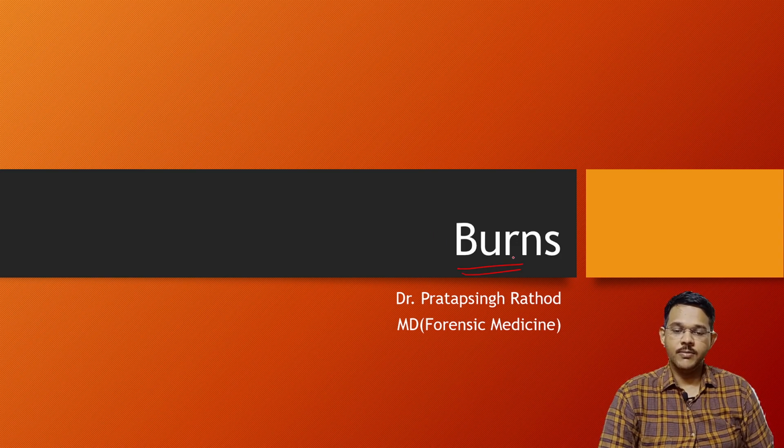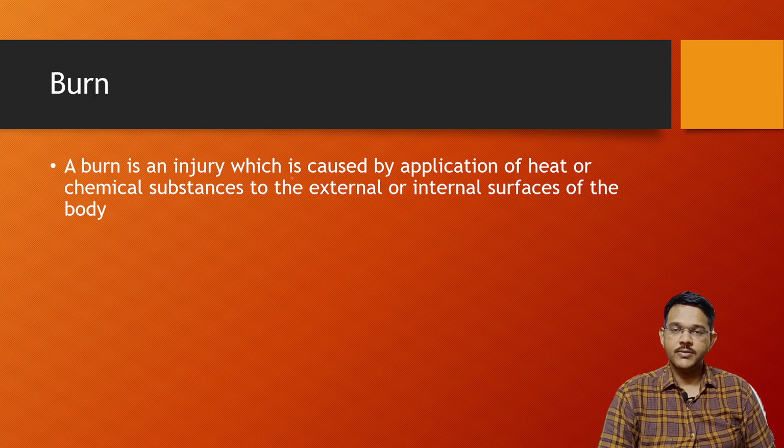Today we will discuss localized effects of heat, that is, burns. By definition, a burn is an injury which is caused by application of heat or chemical substance to the external or internal surface of the body. So whenever there is an application of localized heat on a particular part of the body, external or internal, it causes burns.